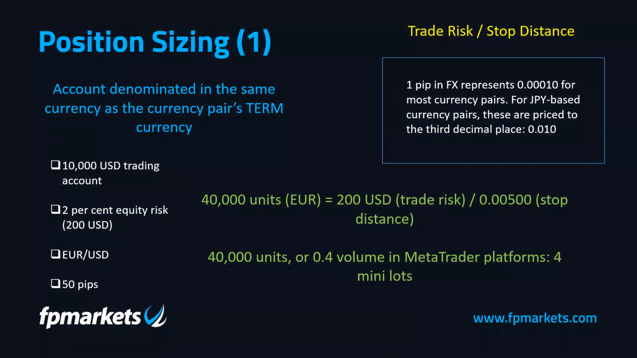Right, so here we go. Position sizing number one. As the informed currency traders that we are, we want a reasonable knowledge of position sizing. For our first position size example, we'll be using an account denominated in the same currency as the currency pair's term currency. Remember, the term currency is the second currency listed in the currency pair traded, and the base currency is the first currency. So it's an account denominated in the same currency as the currency pair's second currency, the term currency.